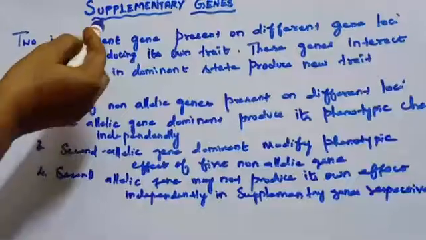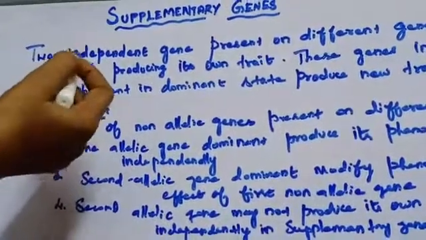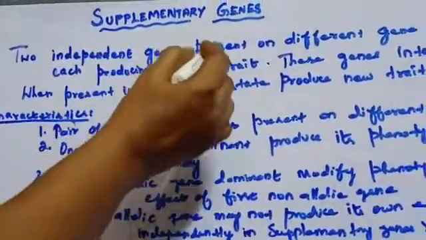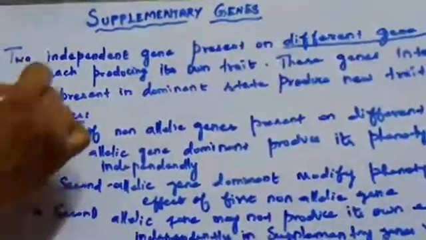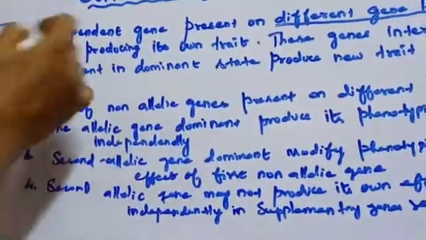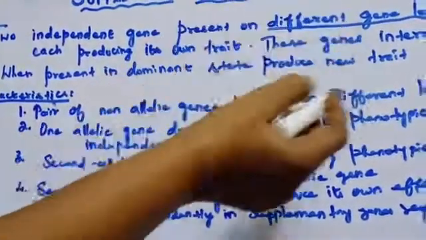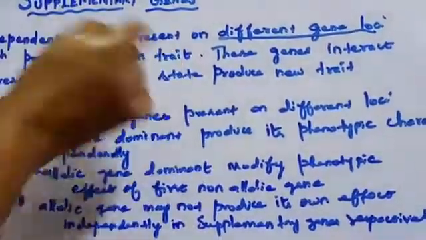Thank you. Let us see supplementary genes. What is meant by supplementary genes? Two independent genes present on different gene loci, each produces its own trait, that is character. When two independent genes present on different gene loci, those two genes produce its own character.